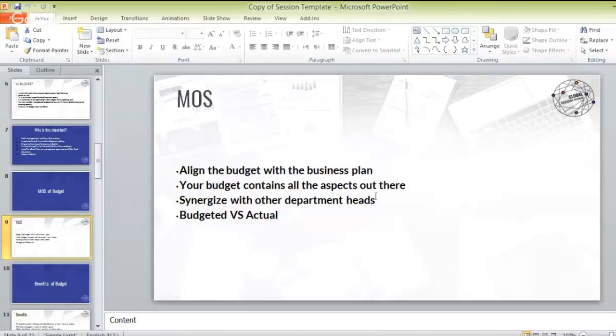And the fourth and the most important one is budgeted versus actual. For me, this is the most important MOS, because it shows how good your planning was from the beginning, how accurate it was, how aware you were of the risks that you have, the efficiency of the risk management that you do, and everything. So that's why budgeted versus actual is really important.